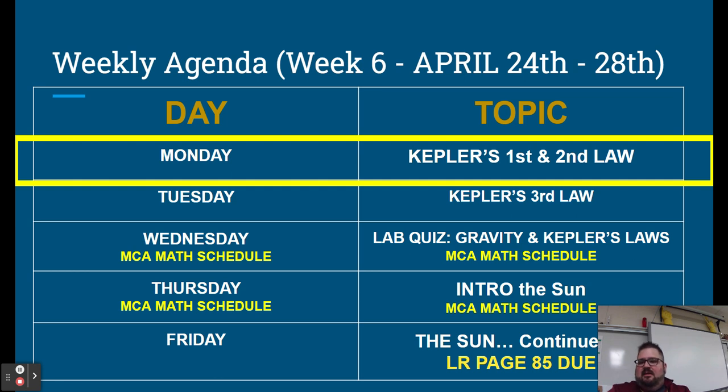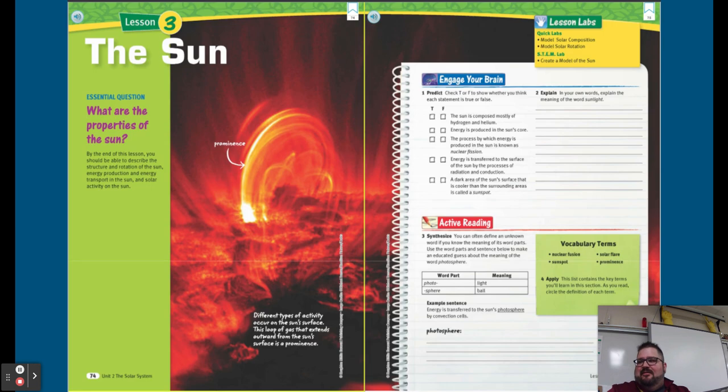Then we'll spend the second part of the week introducing the sun. We'll take a look at the sun and start putting together a little sun activity. And then we have a lesson review that is due on Friday, page 85. So 2.3, the sun, is going to be due on Friday.